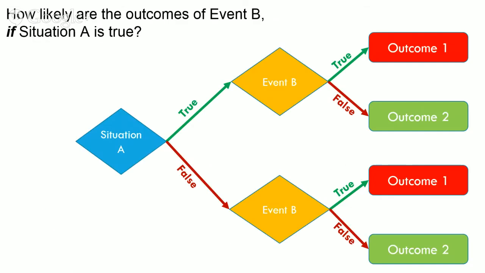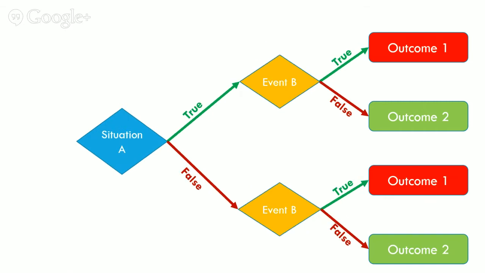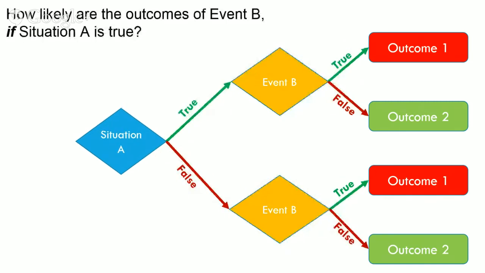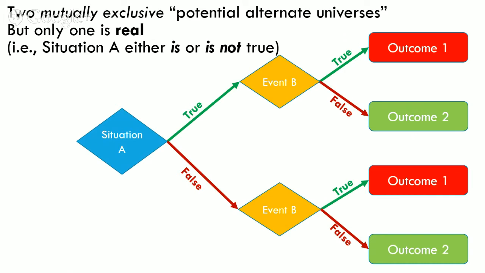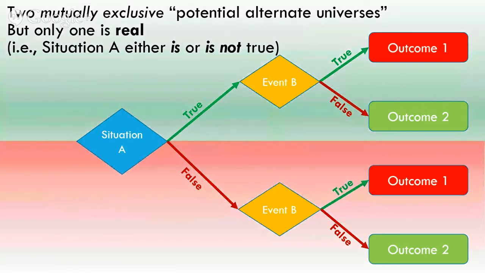So if situation A is true, and I've changed that blue diamond to be a situation here, and apparently I'm shifting around. Okay. If situation A is true, then situation A sets up two possible alternate universes, and they're mutually incompatible with each other. They're mutually exclusive, and yet only one of them can be real. Either situation A is true or it's not true. So if it's true, then we're in this world where situation A is true. If it's not true, then we're in this world where it's not true.